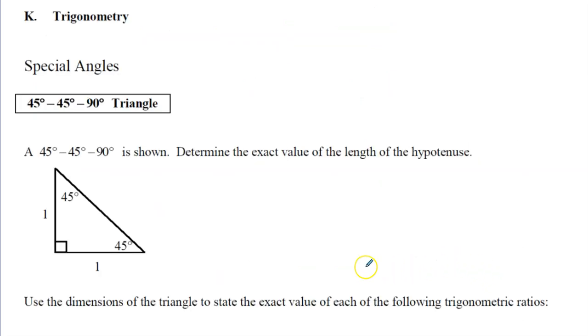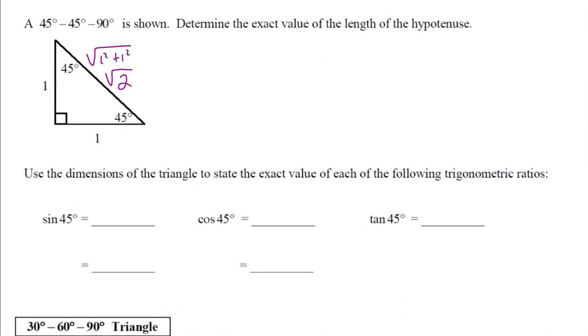Okay, trigonometry, special angles. So we've got a 45, 45, 90 triangle here. Determine the exact length of the hypotenuse. Well, it's going to be the square root of 1 squared plus 1 squared, or root 2. Use the dimensions of the triangle to state the exact value. So the sine of 45 is opposite over hypotenuse. That's 1 over root 2. And most often we rationalize the denominator and write that as root 2 over 2.